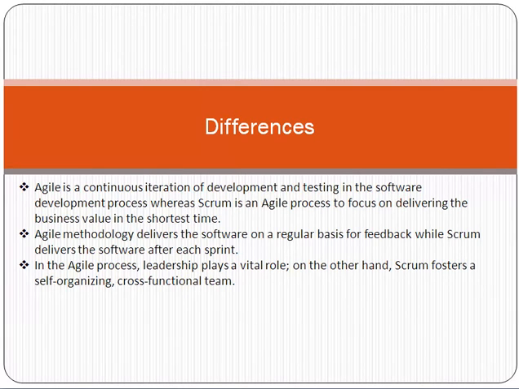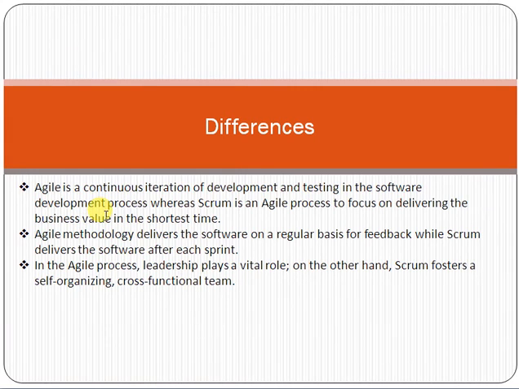What is the difference? The main difference is that Agile is a continuous iteration of development and testing in the software development process, whereas Scrum is an agile process that focuses on delivering business value in the shortest time period. Agile is the continuous iteration, meaning we develop and then test. However, Scrum also uses the agile process to focus on delivering business value in the shortest time period. The shortest time period means that we divide the work into chunks or sprints, and we give the sprints to the customer, so he has some comfort that he is getting the things.